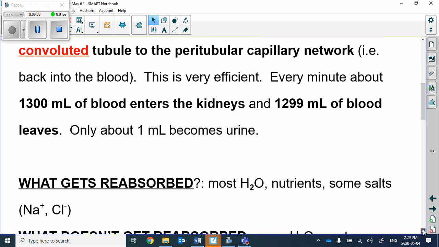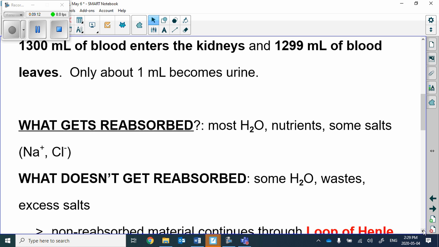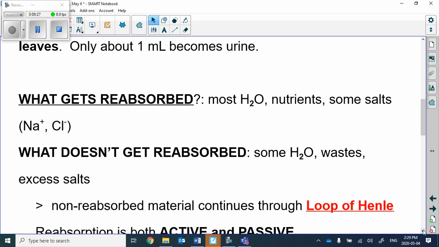So what kinds of things get reabsorbed? We reabsorb water, nutrients, and some salt. Again, I talked about that concept map that we're going to do in a few days for Marks. When you're looking at what gets reabsorbed, there's a list there. What doesn't get reabsorbed is some water, waste, and excess salt. So waste would be things like urea.